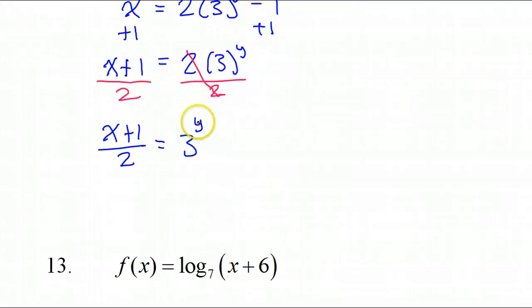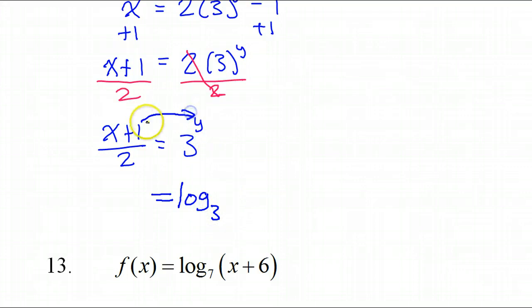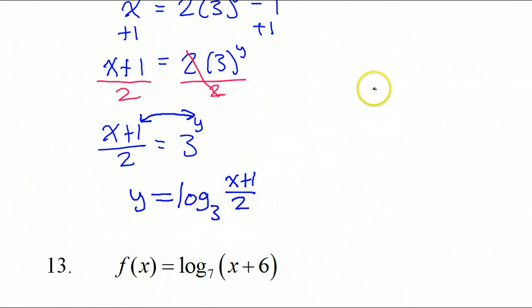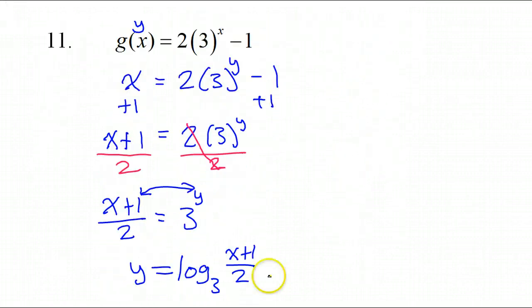So now to get this variable out of the exponent, I need to use log form. Start with the base. The base is 3, so I do log base 3. And these two things are going to switch sides. So the y is going to come out front, just like we wanted. And then we will have our x plus 1 over 2. This is the answer, guys. I mean, I'm serious right now.